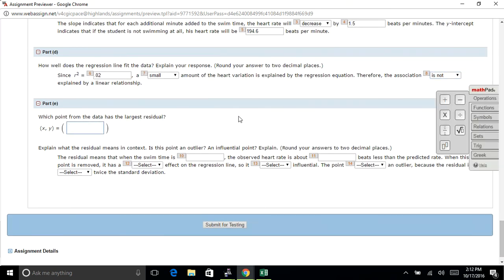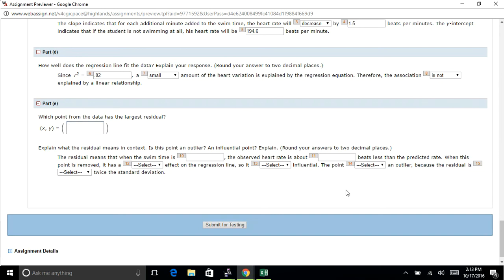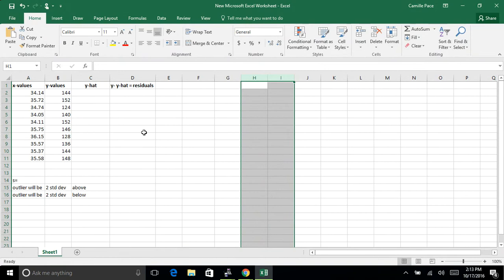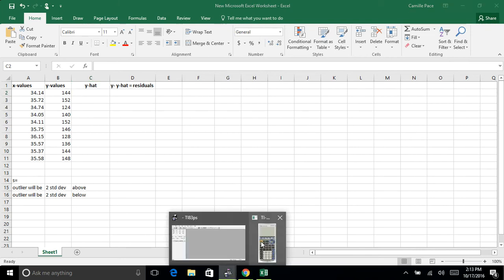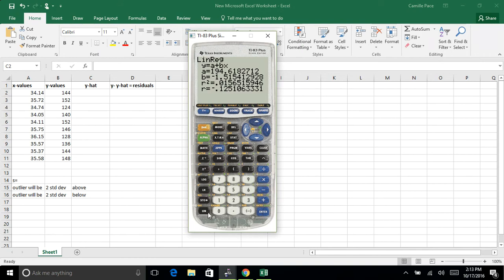All right, what points on the data have the largest residual? Okay, so what I need to do is figure out, remember we talked about outliers in the last video? So I've got to do this again, okay? What I'm going to do is plug all those values into my linear line. So let me write down my line. It is negative 1.5x plus 194.6. Okay, so I'm going to go back to my calculator.